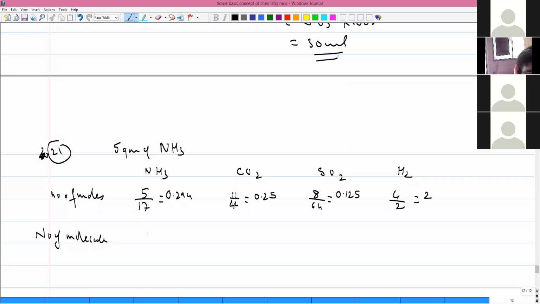Number of molecules: 0.294 into Na, 0.25 into Na, 0.125 into Na, 2 into Na. Now, number of atoms.